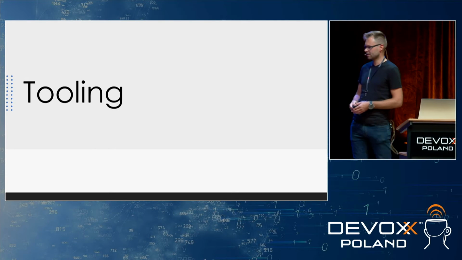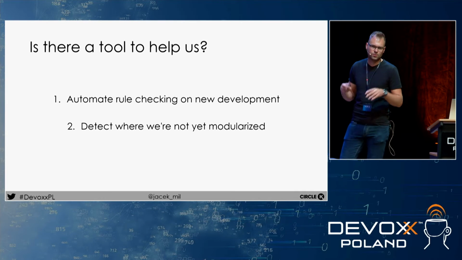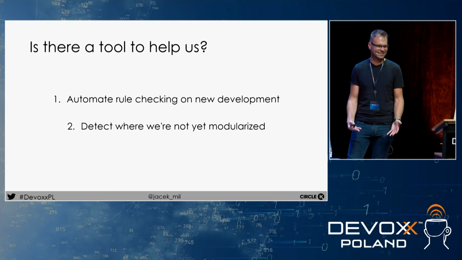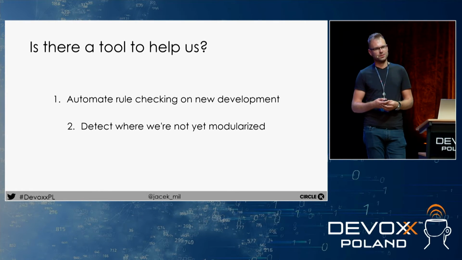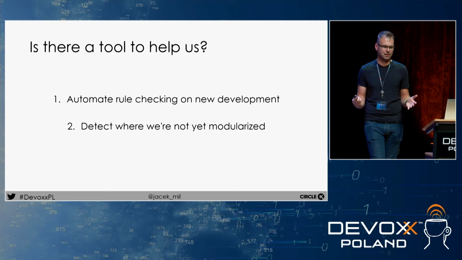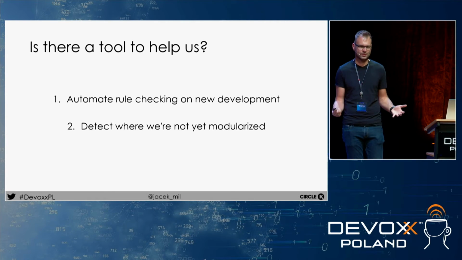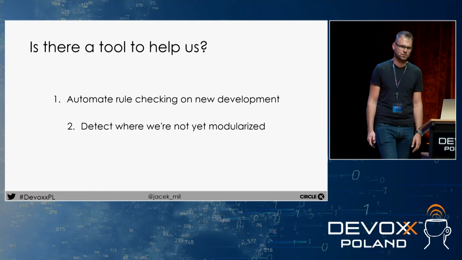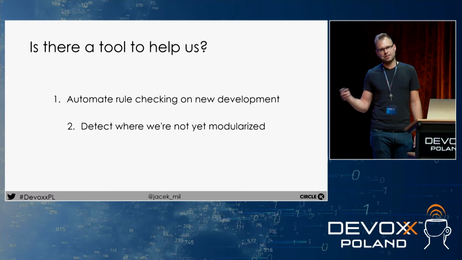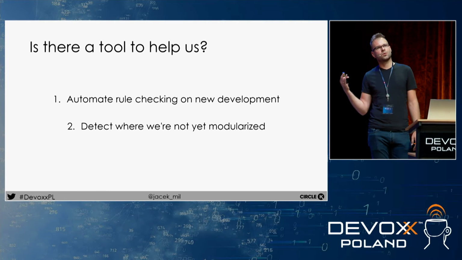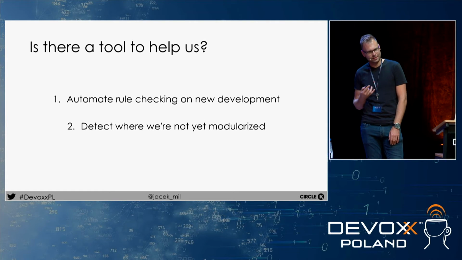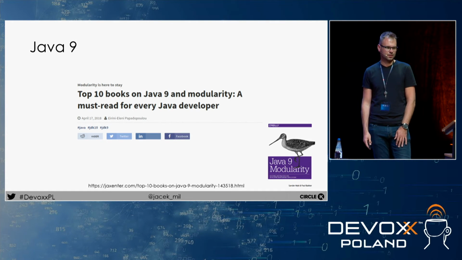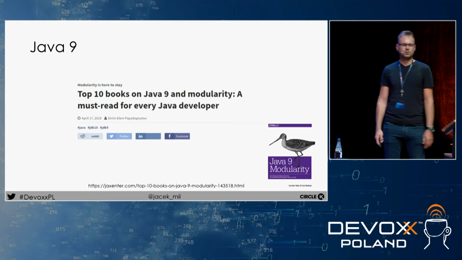Yes, so let's start with the tooling. Is there a tool to help us do this nasty job for us? So to automate rule checking on new development. We simply want a red light, a red message, anything that is red, that stops the build once we break the rules. Also, we want to do a scan on the whole code base, to see whether there is a place that we have to modularize. And the first thing that was pretty obvious to us, and it was loud about it, was Java 9 and its Jigsaw project.